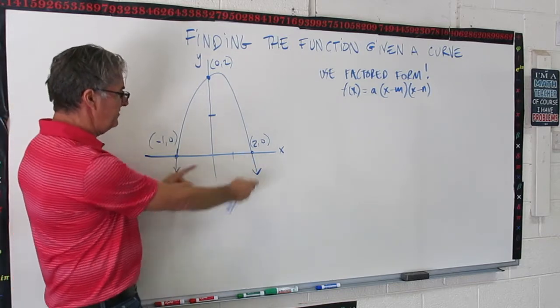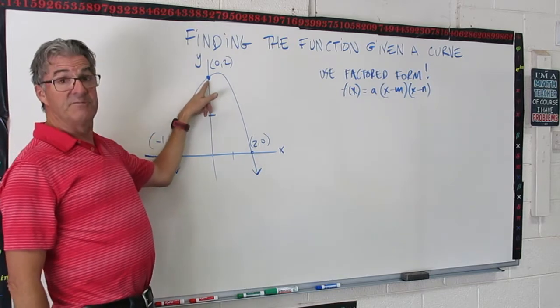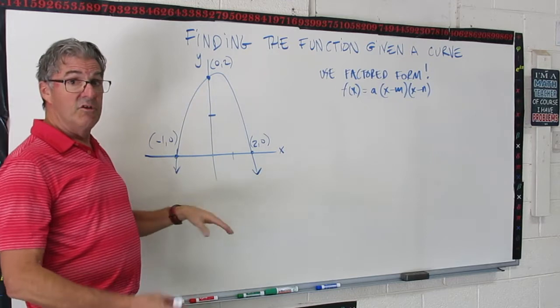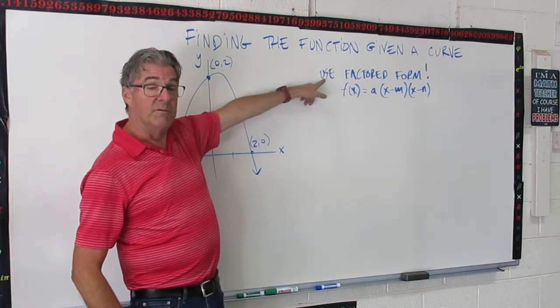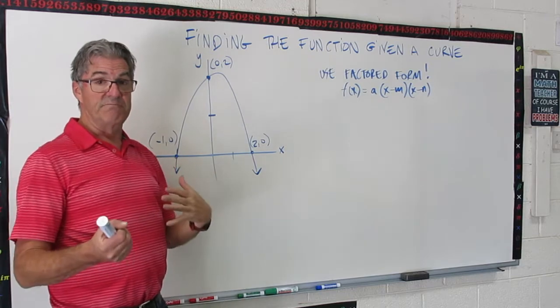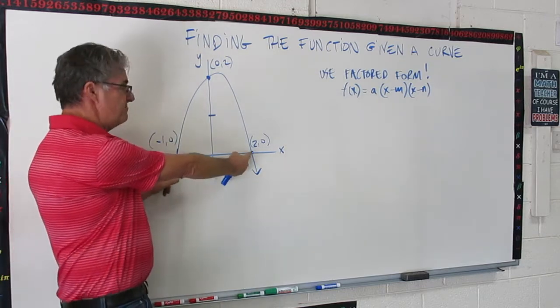We have our intercepts, 2, 0 and negative 1, 0. And we also have our y-intercept, 0, 2. Okay? So the way we're going to do this is we're going to use these 3 data points in factored form to come up with our function. So let's get started. So the first thing and the easiest thing is to put in my intercepts.